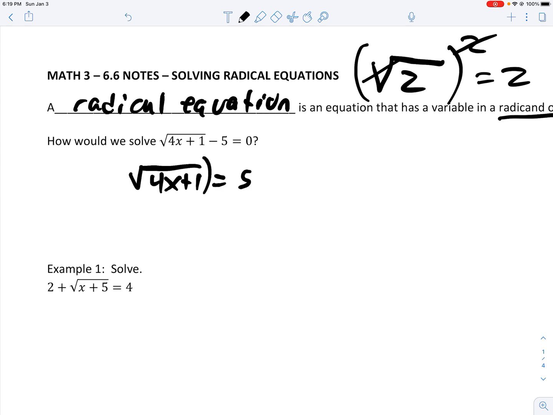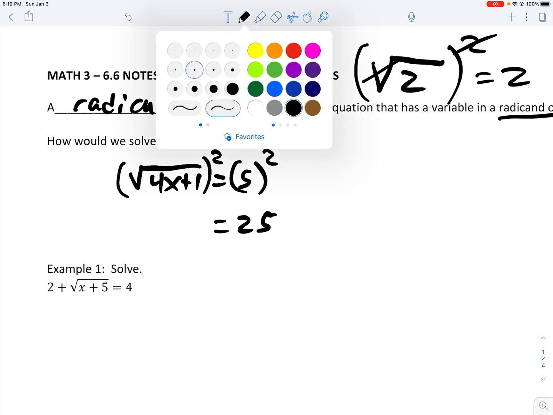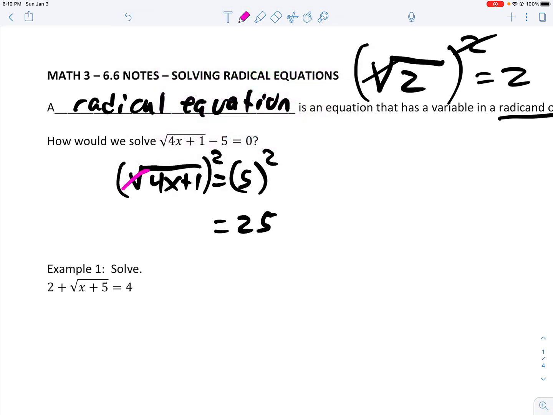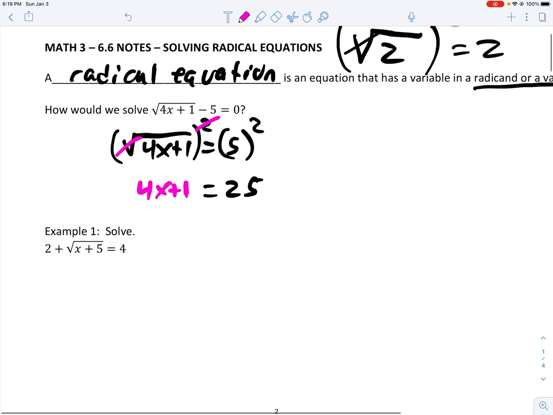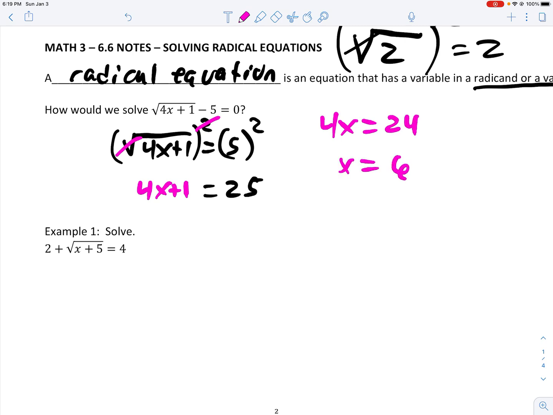Now if you square both sides, on the right, that's going to be easy. That's just 25. But on the left, the square root and the square are inverse operations, so they cancel, and all you have is 4x plus 1. So now it's just a linear equation. I'm going to subtract 1 from both sides, and then divide by 4. So then I get x equals 6.